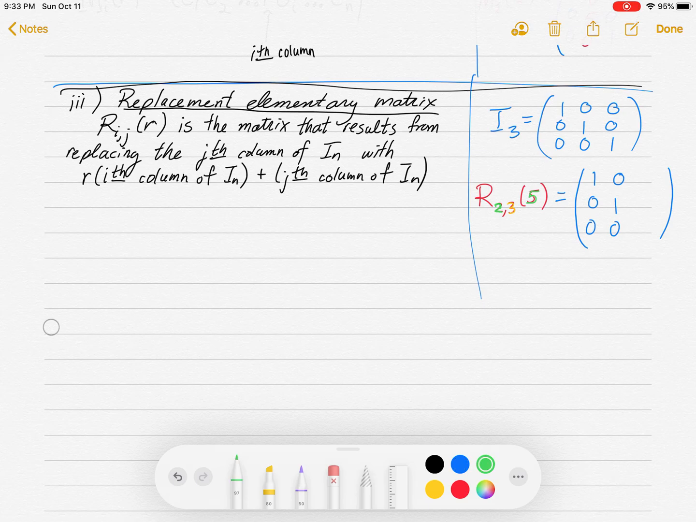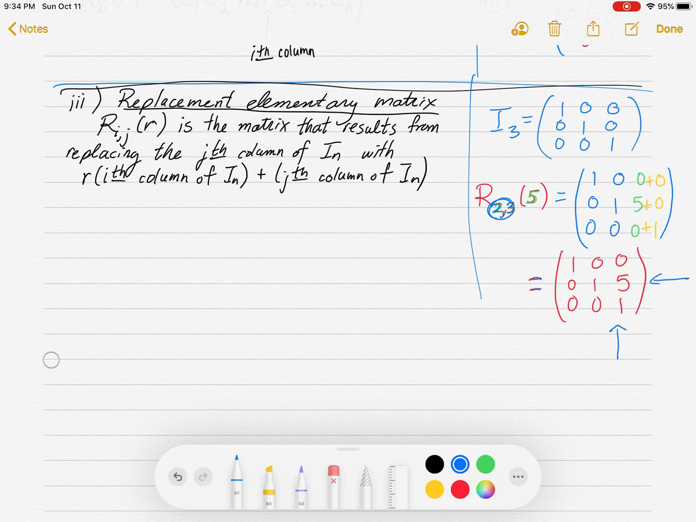So the first column is not going to change, 1, 0, 0. The second column is not going to change, 0, 1, 0. We're going to update the third column. So I multiply the second column by 5 and add it to the third column. 5 times the second column would be 0, 5, 0, and we're going to add that to the third column entry, 0, 0, 1, to get a new third column. So that's going to be, let's make it in red, 1, 0, 0, 0, 1, 0, 0, 5, 1.